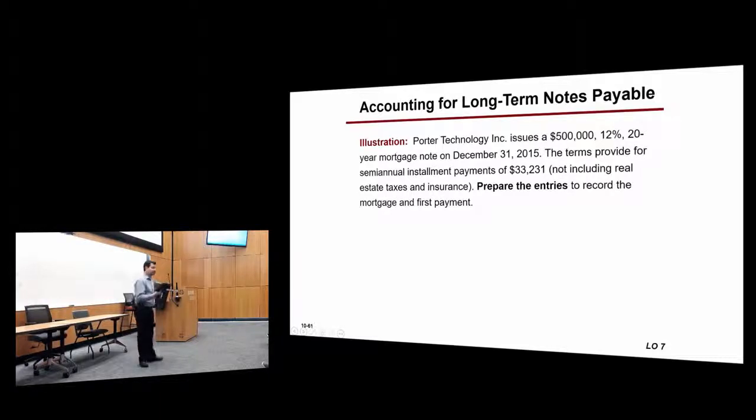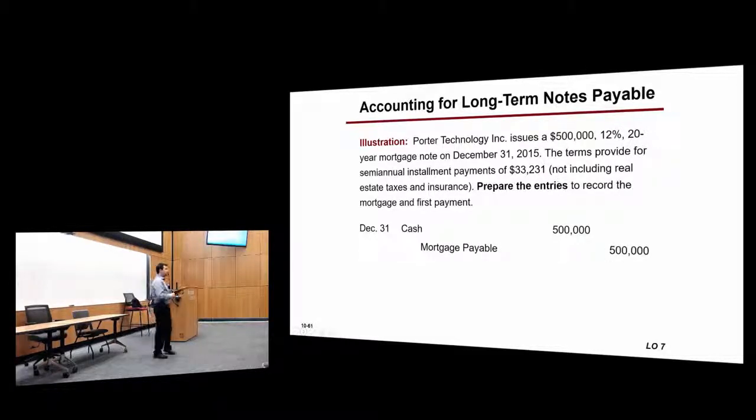Fair is fair. Porter Technology issues, this is the same thing. How do you prepare the journal entries to record the mortgage and the first payment? When the mortgage was signed, they receive cash at face value, so they debit cash 500,000, credit notes payable 500,000. Okay? When they make the first payment, at the end of June, the company will debit interest expense.